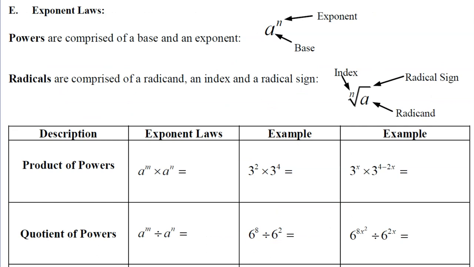Exponent laws. All right, let's keep going. So exponent laws, powers. Powers are comprised of a base and an exponent. This whole thing is called a power. There's your base, there's your exponent. Radicals are composed of a radicand, the thing that we are taking the root of, and the index tells us what root, and the radical sign says we are taking a root.